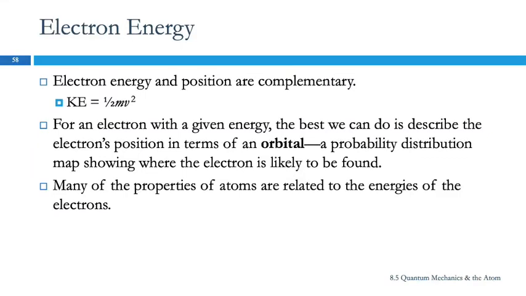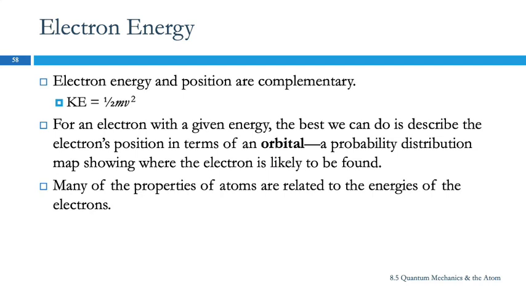So electron energy and position are complementary. We were just talking about velocity and position, but the kinetic energy is equal to 1/2 mass times the velocity squared. So for an electron with a given amount of energy, the best we can do is describe a region, a probability distribution map where that electron is likely to be found in the atom, and that is called an orbital.